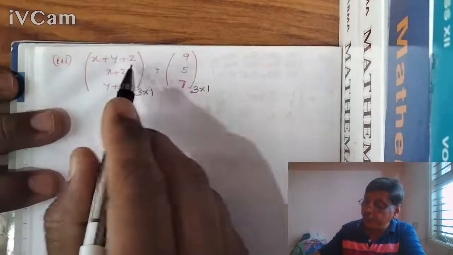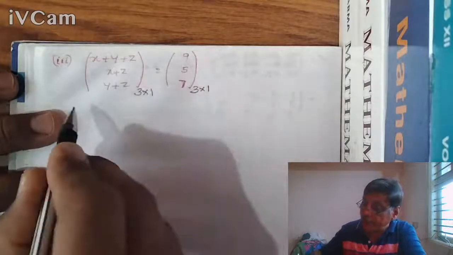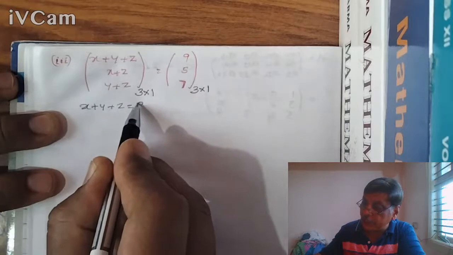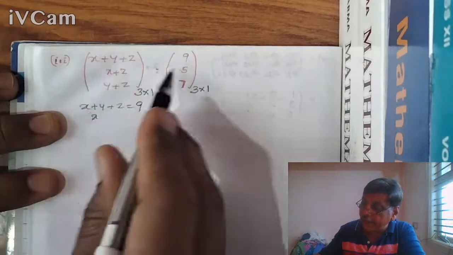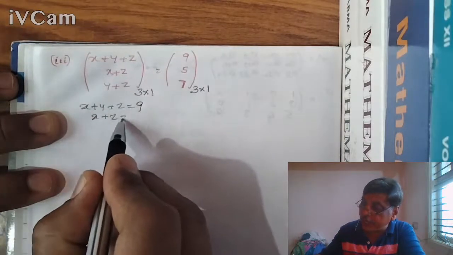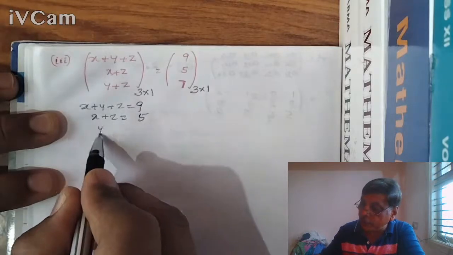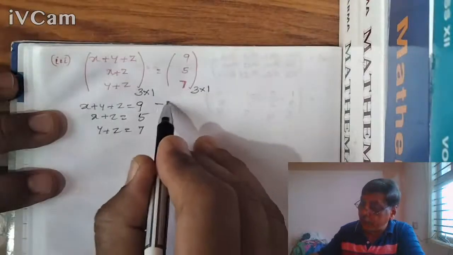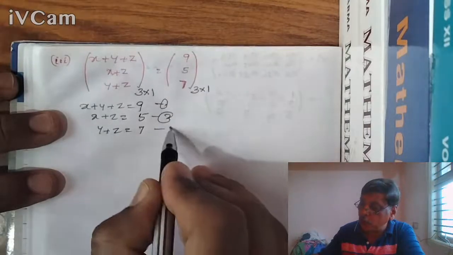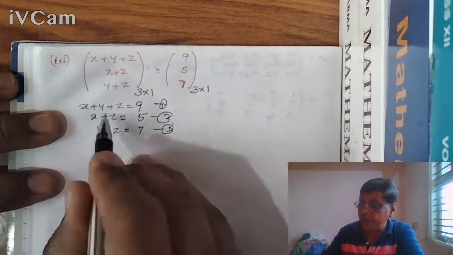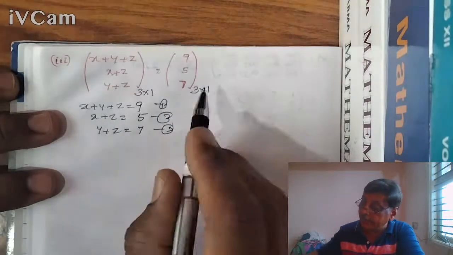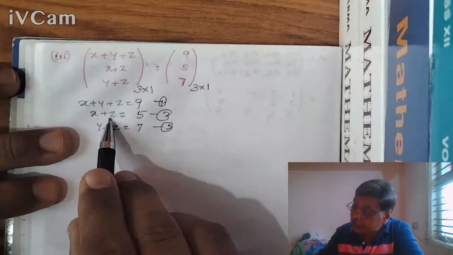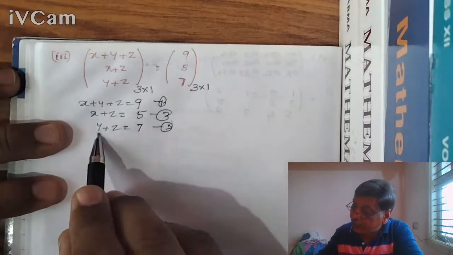Just by the definition of equality of matrices, you equate them. So we get x plus y plus z is equal to 9. Next, equating the corresponding elements, x plus z is equal to 5, y plus z is equal to 7. Call them 1, 2, 3. You have to solve these equations to get the values of x, y, z. So x plus z is equal to 5, yes or no? And y plus z is equal to 7.